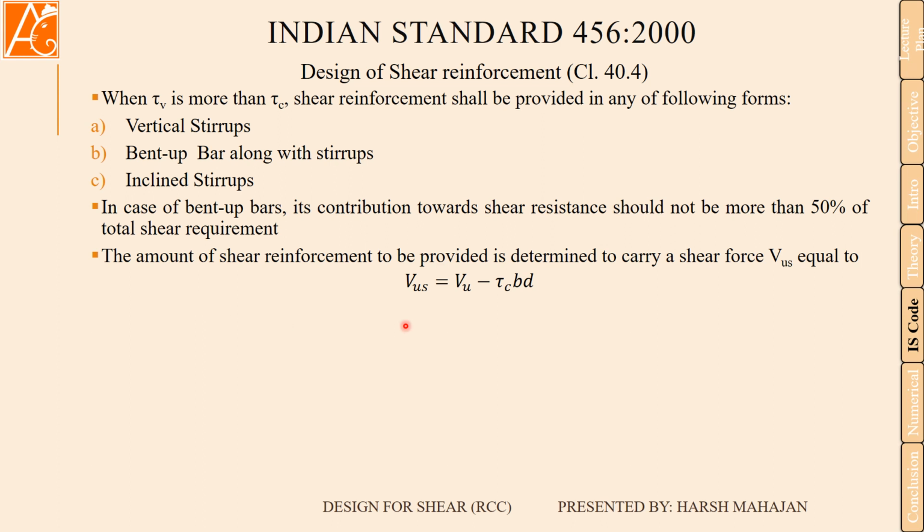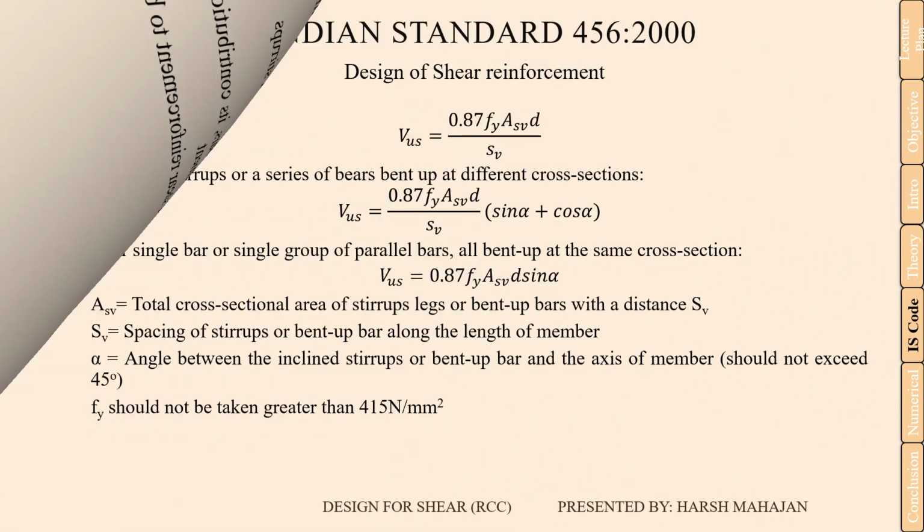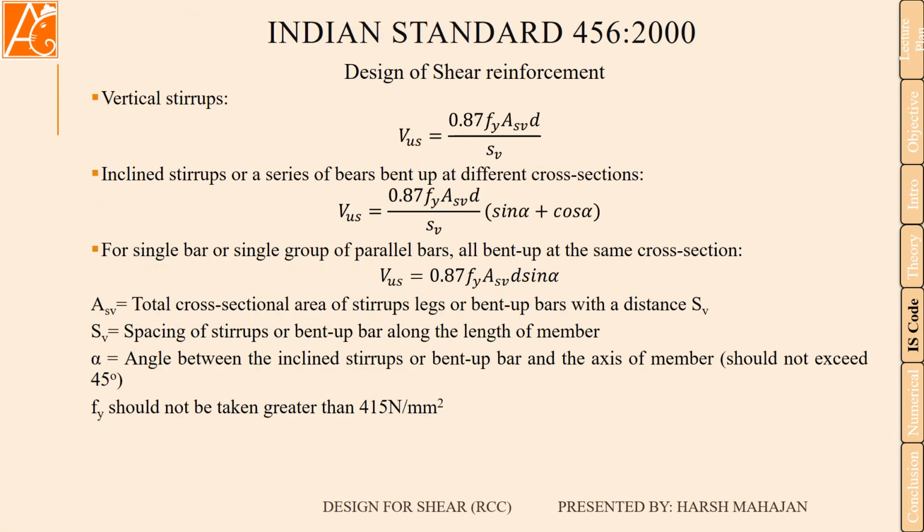So it should at least take Vus equal to Vu, which is your applied shear force at that portion, minus tau C into bd. So force minus force, this amount of force is to be resisted by the shear reinforcement at a particular section, especially the critical section. Now for vertical stirrups, here's the formula from IS code.